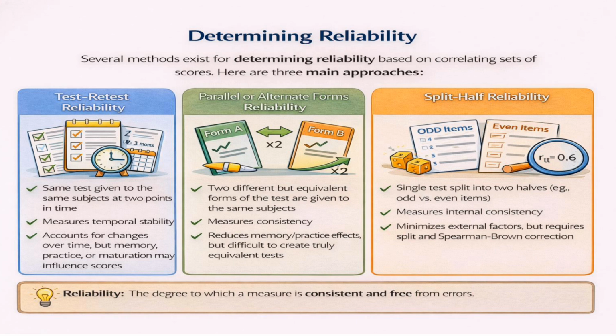Imagine two versions of a statistics exam. Exam A, Exam B. The questions are different, but they test the same concepts at the same difficulty level. If students perform similarly on both forms, the test shows high parallel forms reliability. This method reduces memory and practice effects, and allows testing on the same day or close in time.